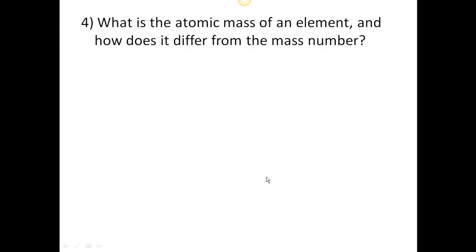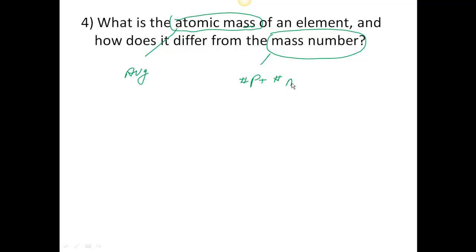Number 4, what's the atomic mass of an element, and how does it differ from the mass number? Well, the atomic mass is an average, whereas the mass number is simply the number of protons plus the number of neutrons. So your atomic mass is a weighted average, and that's what we've been working on. And your mass number, on the other hand, is the number of protons plus the number of neutrons. And that's all it is.